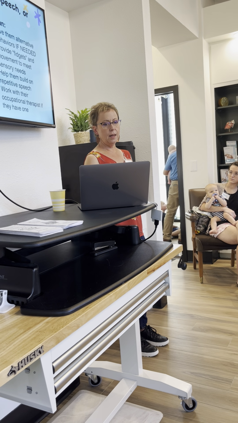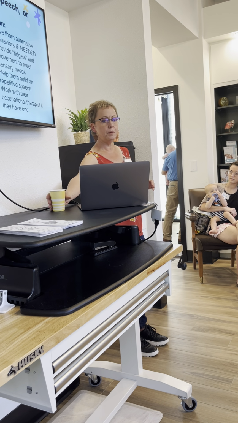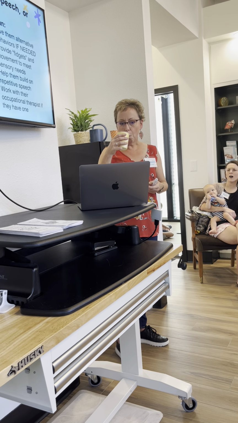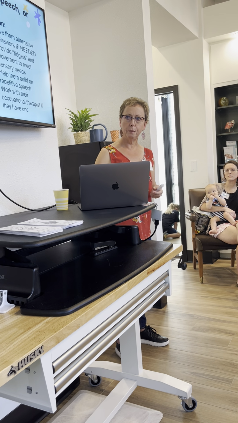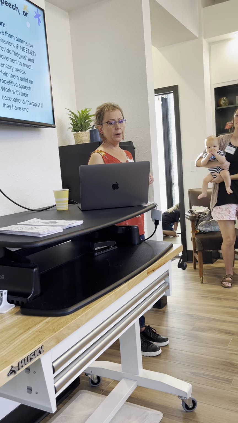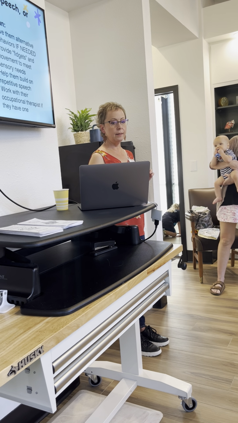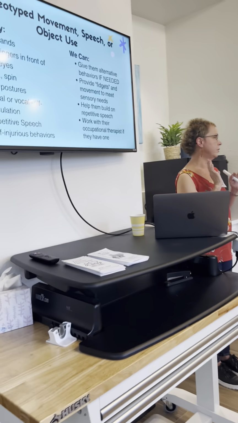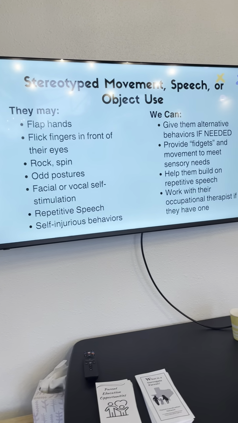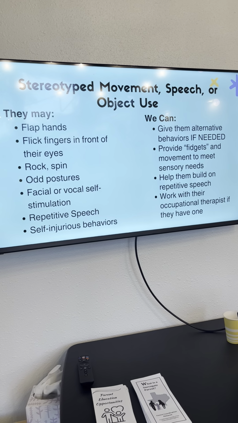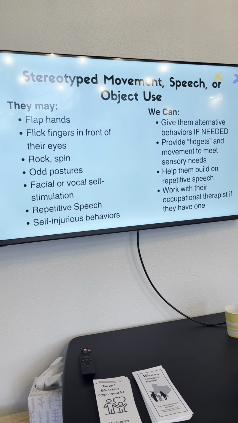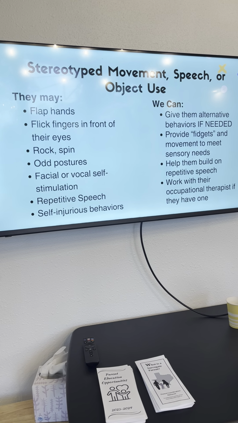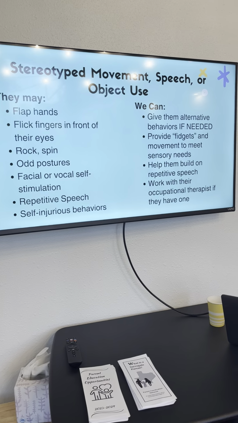Just take some time. So with this category of stereotyped movement, speech, or object use, you might see some of these things. I'm sure that some of those are familiar to you. So typically those things are just the flapping of the hands and the flickering of the fingers, and all of those things are an attempt to calm their system, their nervous system, okay? And if their nervous system is in check and calm, then they feel more in control, they're able to make better decisions, there's less impulsivity and that sort of thing, right?